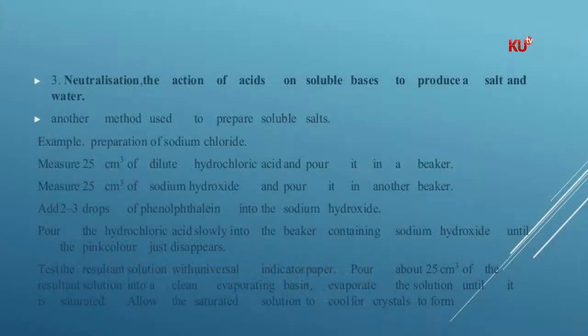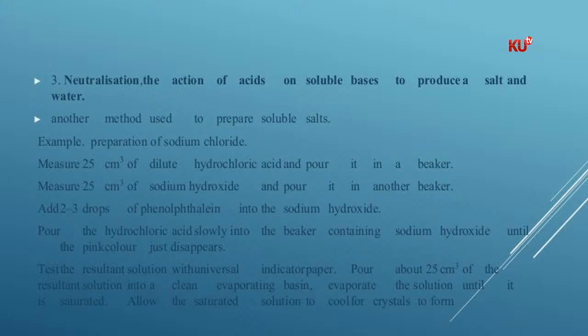Now on the screen you can see the third method of preparing a soluble salt, by reacting a base, that is a soluble base, with an acid. For example, preparation of sodium chloride. It is a soluble salt, sodium chloride. We will do the practical in the next lesson. For now, let us go through the procedure.